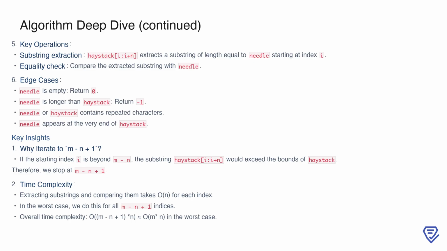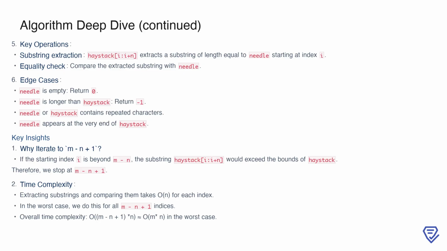Breaking this process down further, there are 2 key operations involved. First, we use substring extraction to isolate a portion of the haystack that matches the length of the needle. Second, we perform an equality check between the extracted substring and the needle. Both of these steps are repeated for each valid starting index.